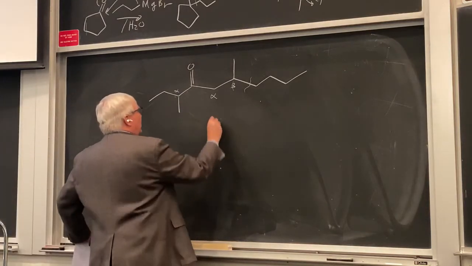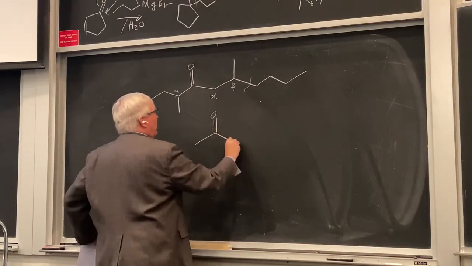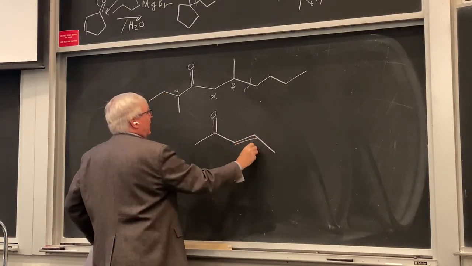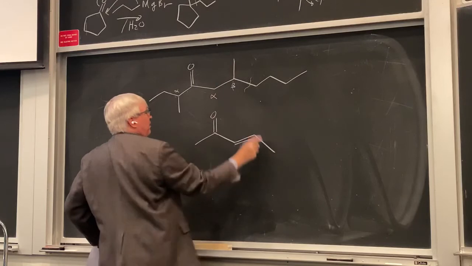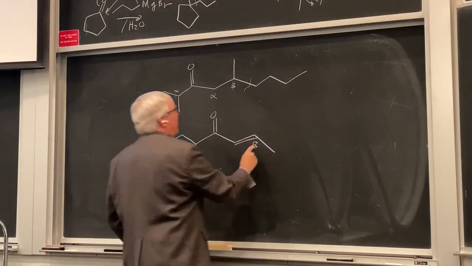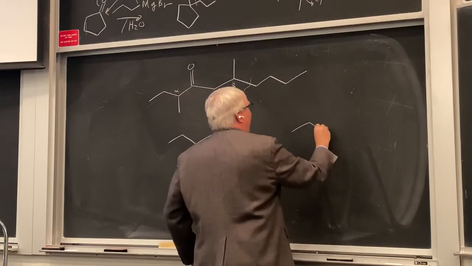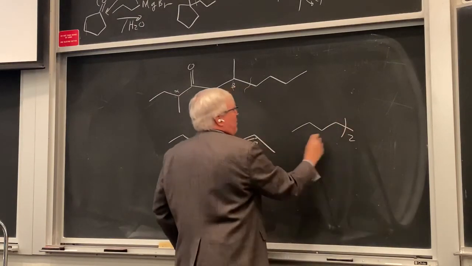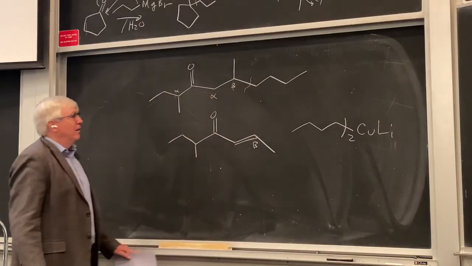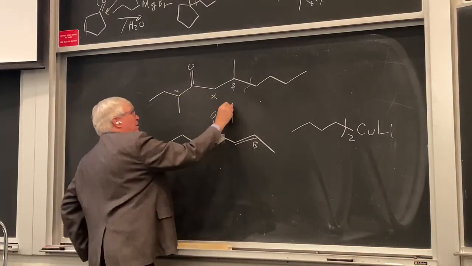This would come back to what? This would come back to alpha beta unsaturated at that beta position. You also have this methyl here that would be important. And so what could we add here? Well, yeah, we could add the dibutyl cuprate, okay? And that would work to form that product.